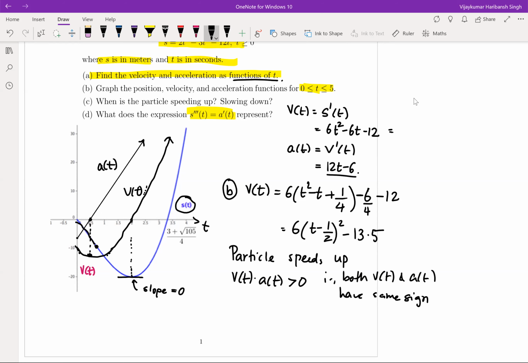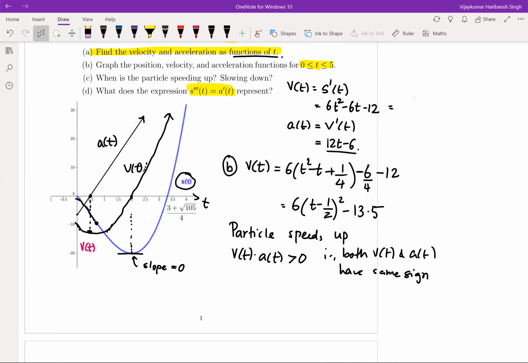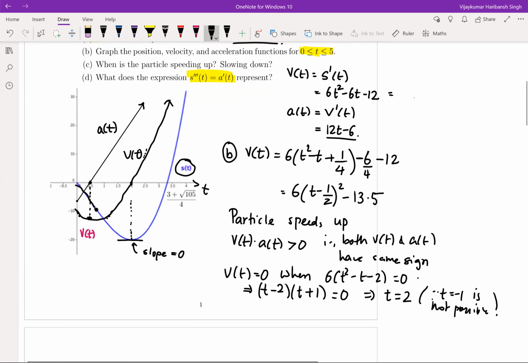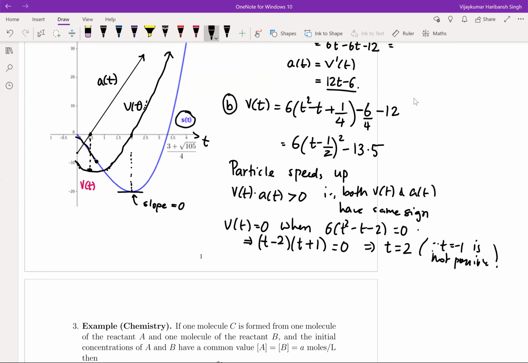So let's see what the zero of this is. When is v of t 0? We have to solve 6t squared minus t minus 2 equals 0. This implies 6 times t minus 2 times t plus 1 equals 0. This means t equals 2, since t equals minus 1 is not a possibility. Okay, so this is what we get for when v of t is 0.